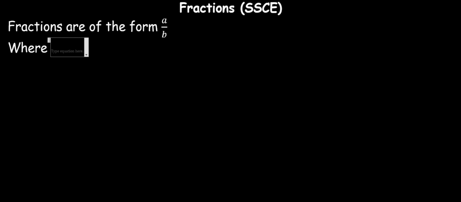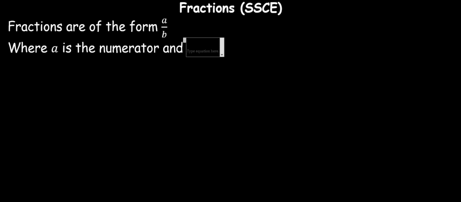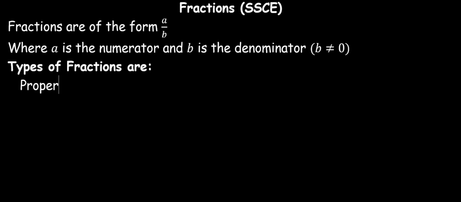Today we will be looking at how SSCE treats fractions. Fractions are of the form A over B, where A is the numerator and B is the denominator. Also note B must not be equal to 0. We have proper, improper, and mixed numbers. The examples are given under each of the headings.